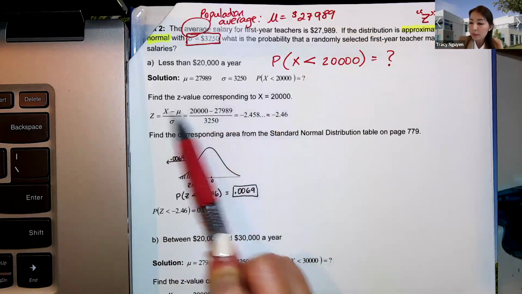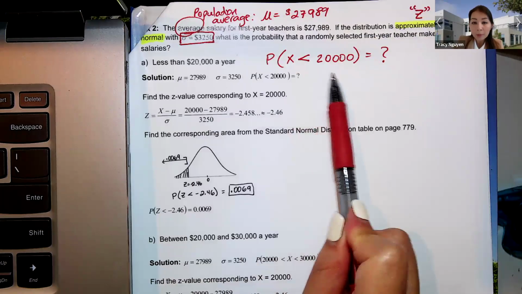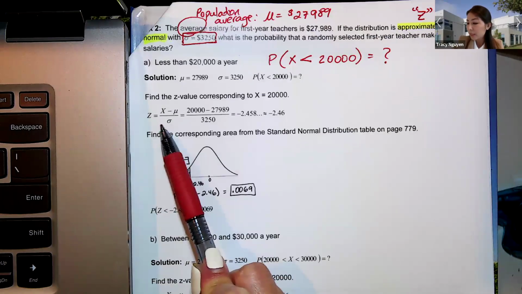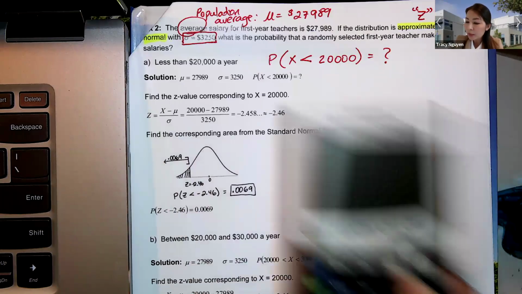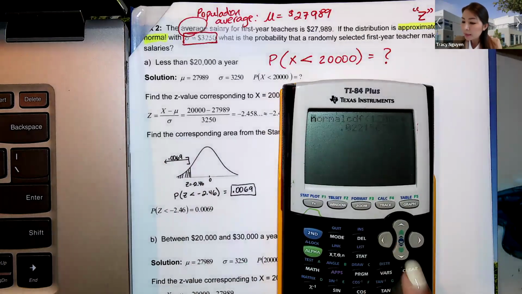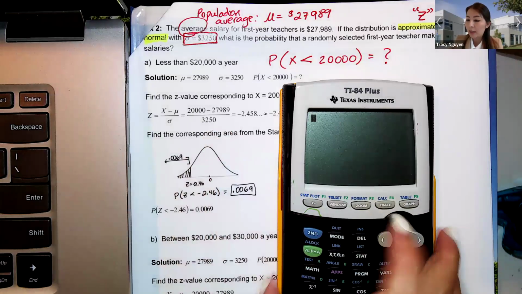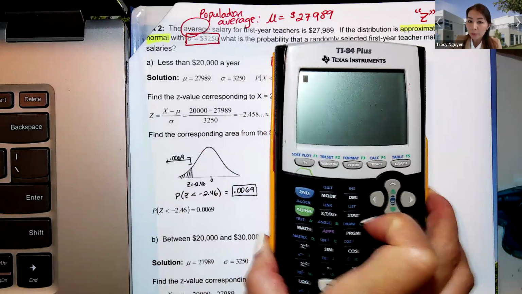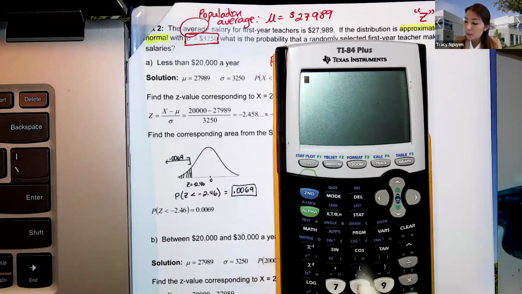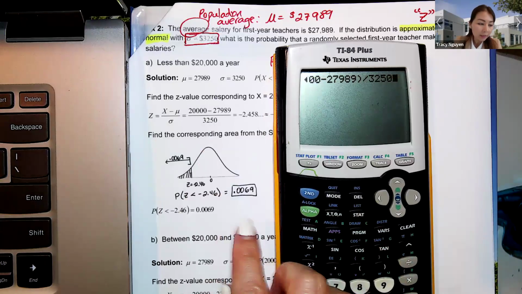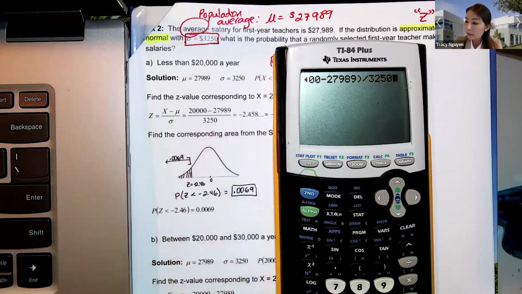We're going to use the Z formula to convert from the probability in terms of X to the probability in terms of Z. So what we're going to do, we're going to take X of 20,000 minus mu of 27,989 divided by 3,250. So I'm going to do the computation all in one. So I'm going to use parentheses here. So open parentheses, 20,000 minus 27,989, close it, divided by 3,250. So we're telling our calculator to do the subtraction and then the division.